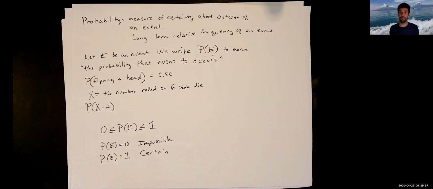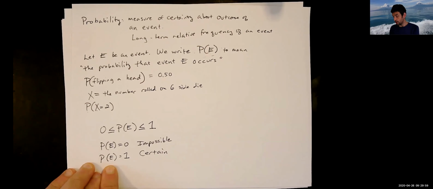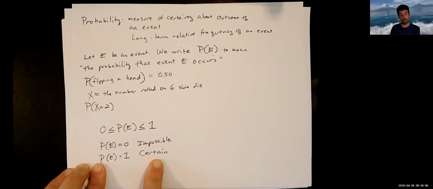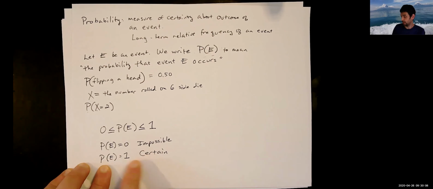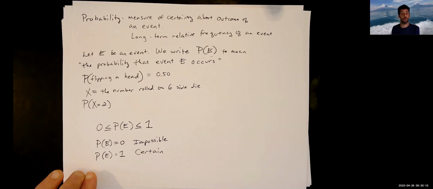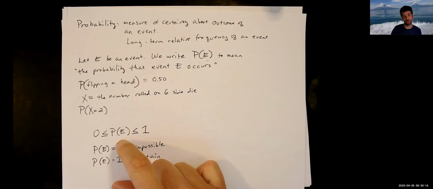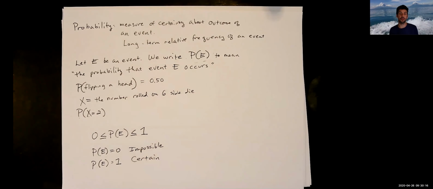I can't flip it and it becomes a number 7 somehow. On the other hand, my event could be, I flip a coin, what's the probability it lands? Well, it's going to land. That's certain. And so we could say the probability there is 1. And so that's the idea of impossible and certain. But most things we care about will be in between these two numbers, typically, right?